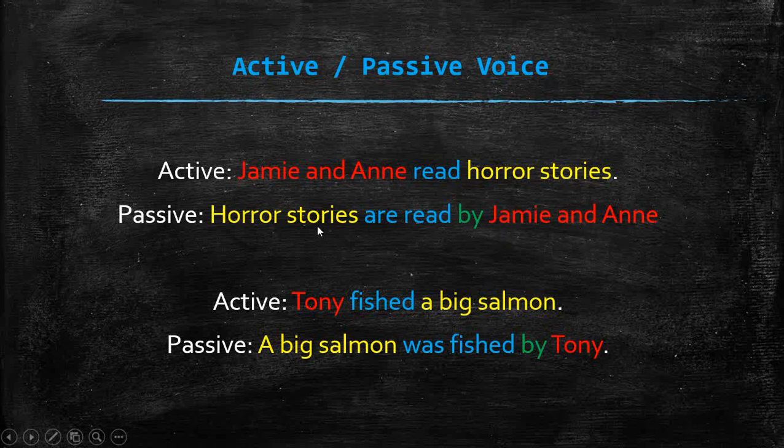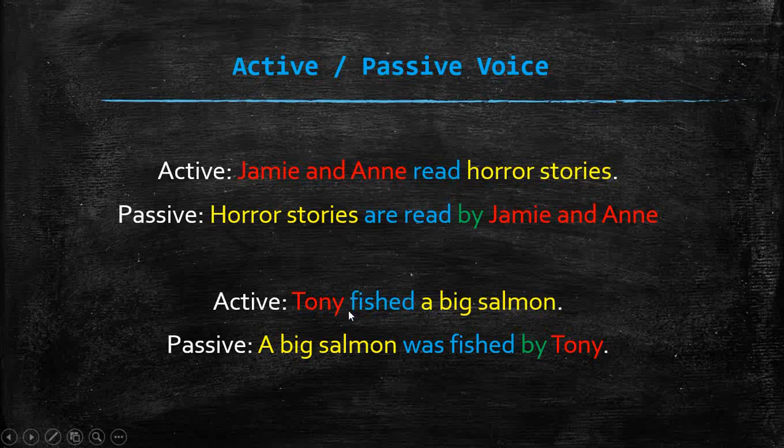Now look, we changed the places. The object became the subject and the subject became the object. And we have to use by before the object. The second one, Tony fished a big salmon. This is an active voice. Now in passive voice, it would be a big salmon was fished.